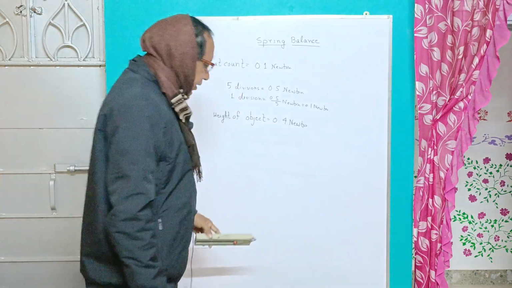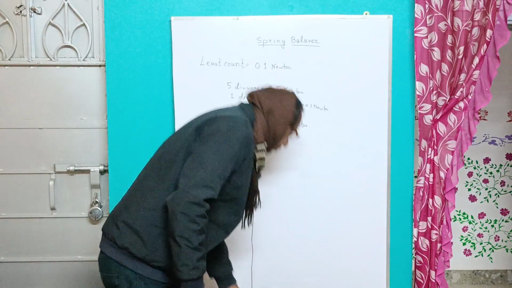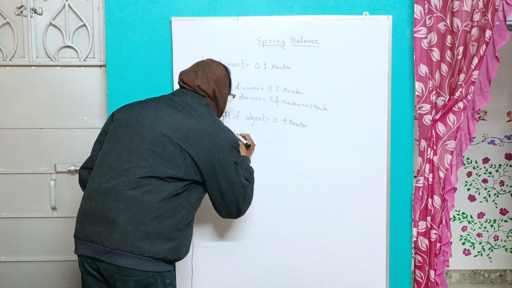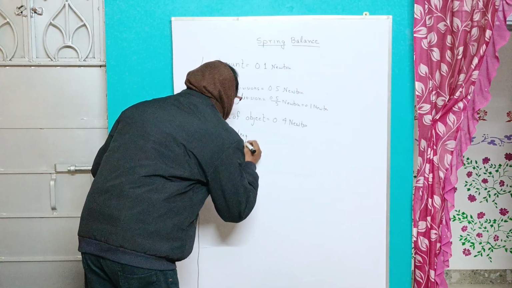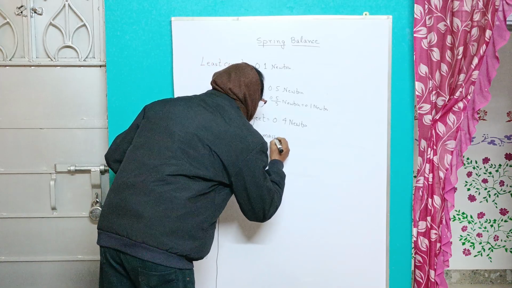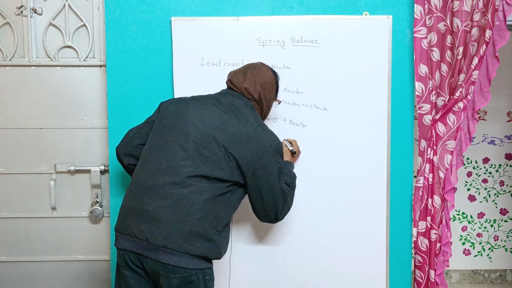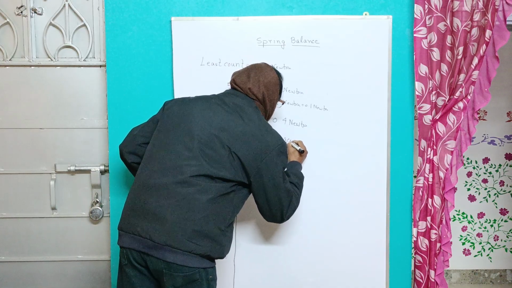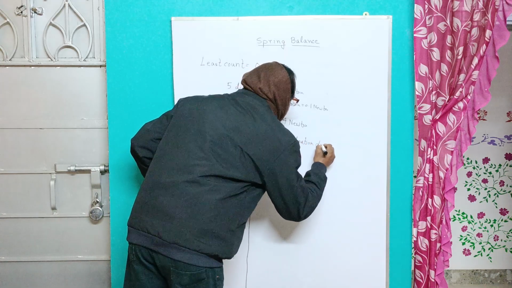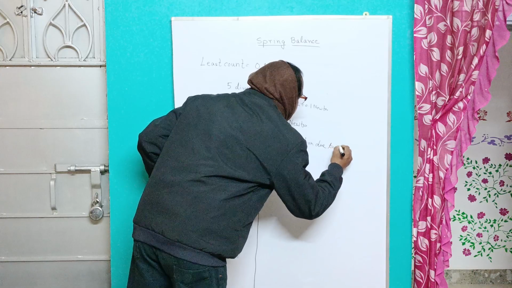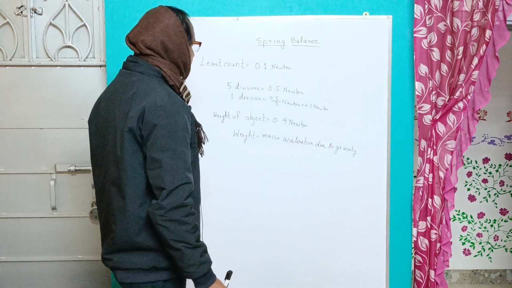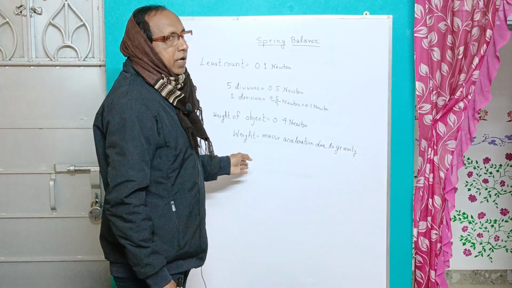For example, on Earth, if we measure the weight of an object, there is a formula: weight is equal to mg. Weight is equal to mass into g, that is acceleration due to gravity, right? That means if we know the weight, we can find out the mass with the help of this formula.